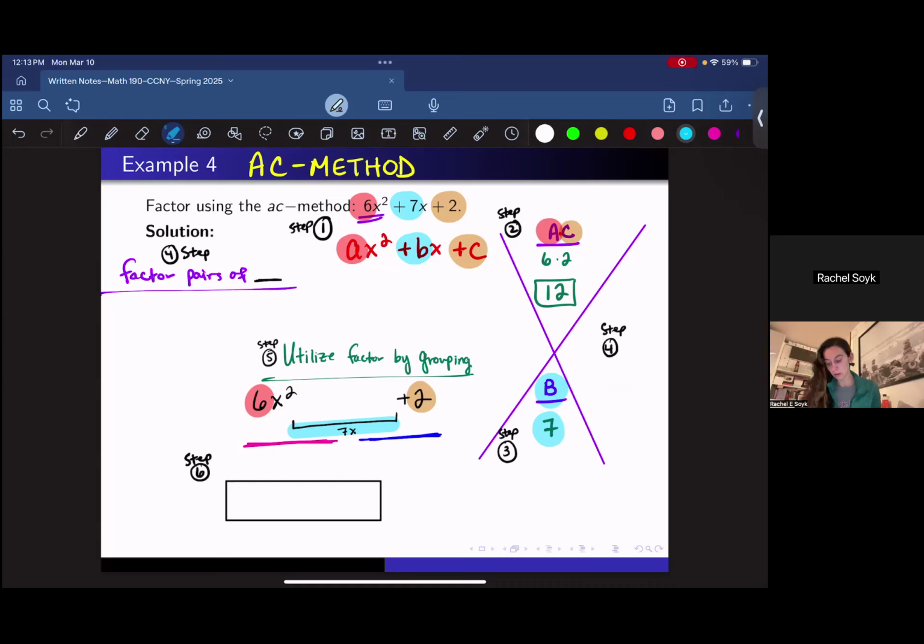And so we finished our first, second, and third step. Now our fourth step, we want to find factor pairs of that AC, which is 12.